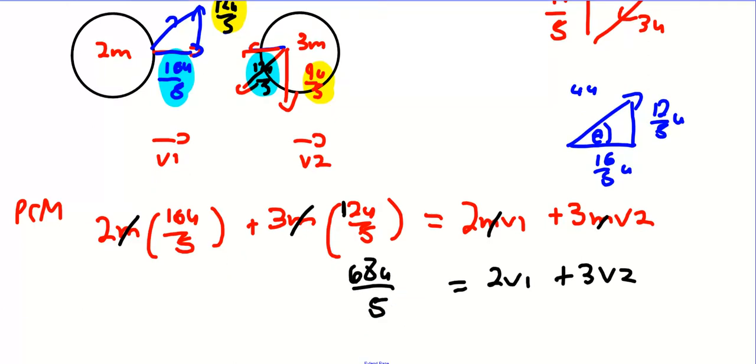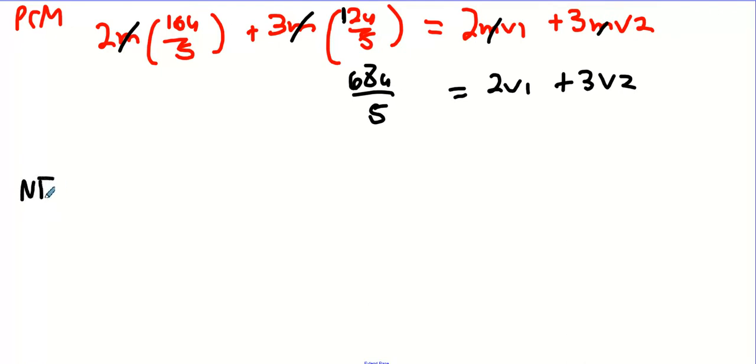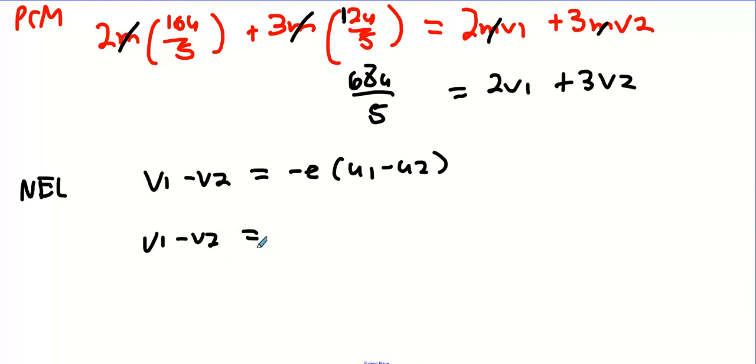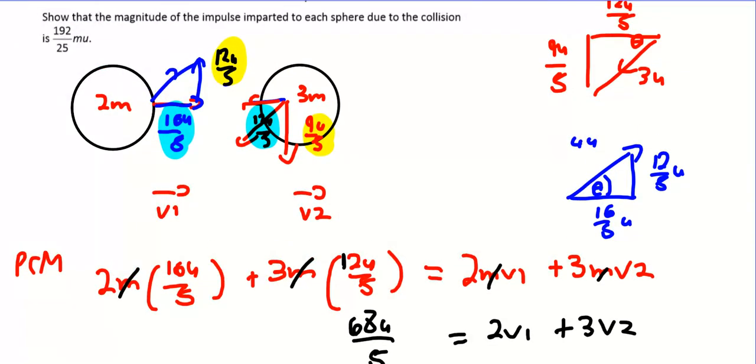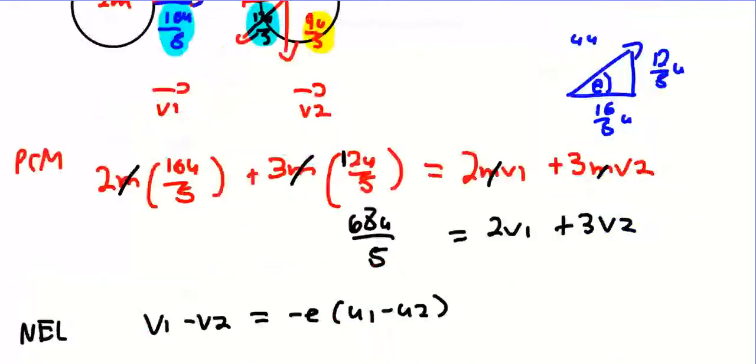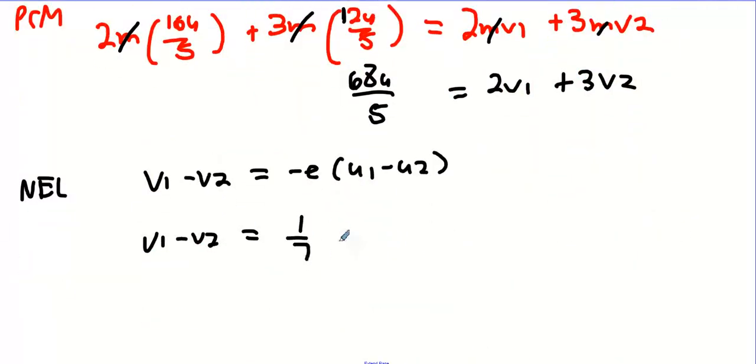Now we're going to do NEL next. Newton's experimental law, so it's going to be v1 minus v2 equals minus e into u1 take away u2. So we have v1 take away v2, and now we're going to have minus e, which I think is a seventh to my knowledge. So a seventh times u1, which is 16u over 5, take away u2, which is, oh sorry, it's adding, since u2 is technically minus 12u over 5.